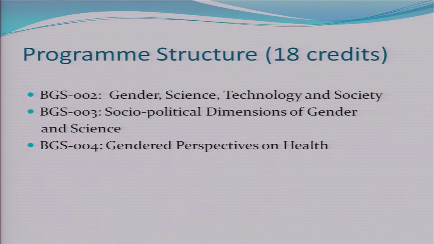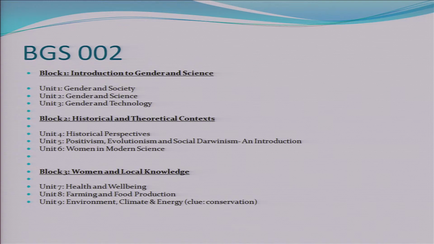The program will have 3 courses, and the total credit structure is 18. The first course is BGS 002, Gender, Science, Technology, and Society. Then BGS 003, Socio-Political Dimensions of Gender and Science. BGS 004, the last course, is Gendered Perspectives on Health. What is there in every course? I thought I would give a brief introduction to each course.